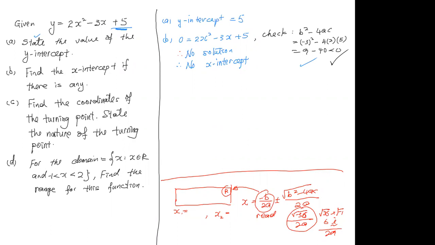Okay. So C. I find the x coordinate using the formula negative b over 2a. So I get 3 over 4. After I get 3 over 4, I substitute into this formula.